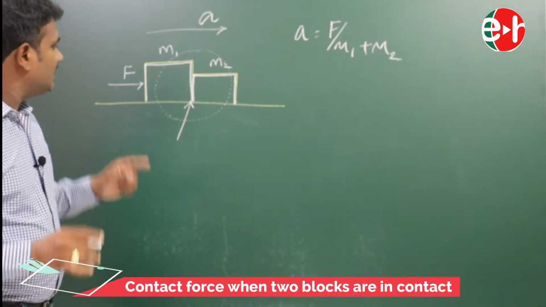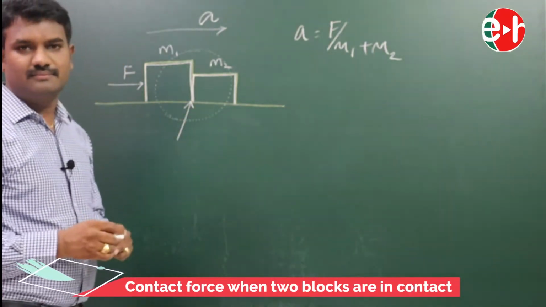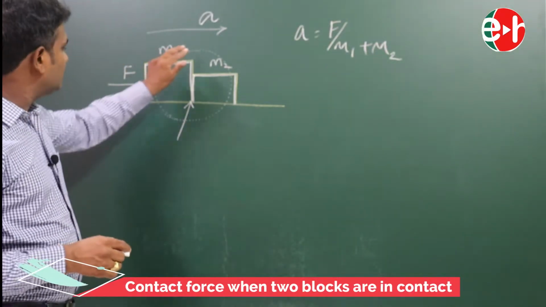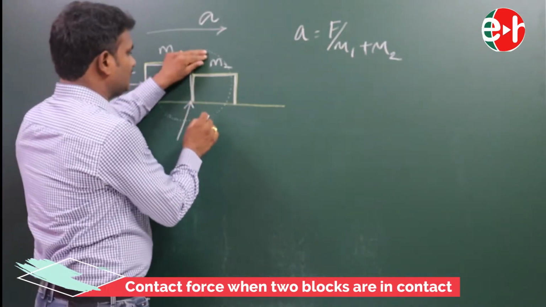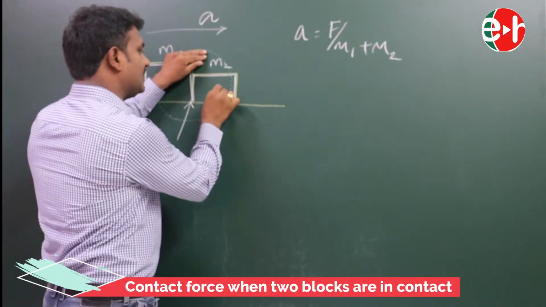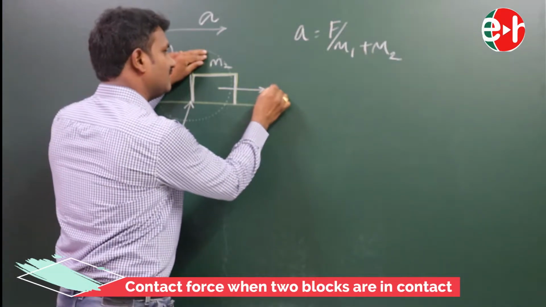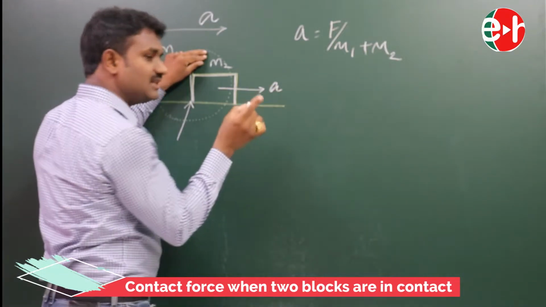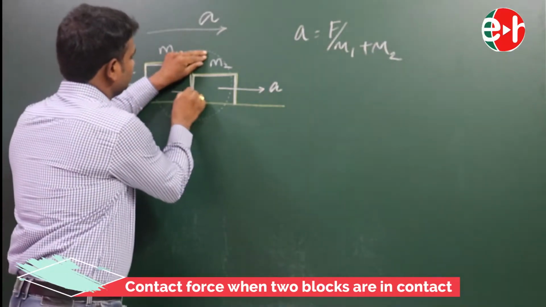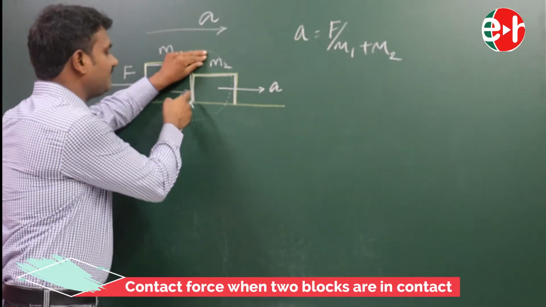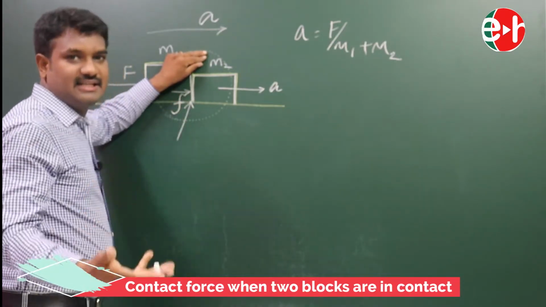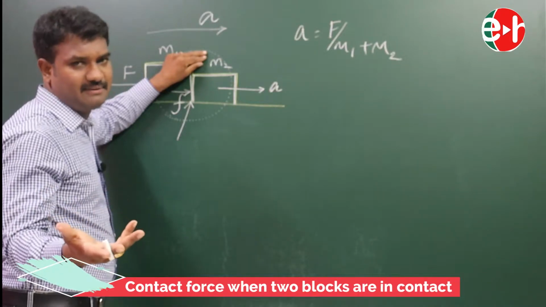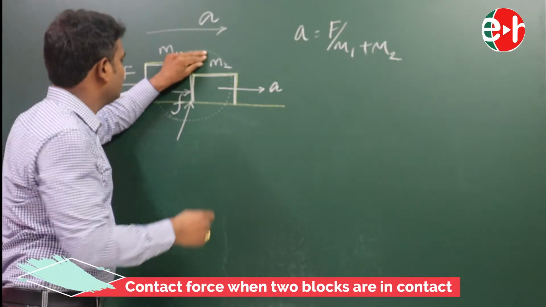Now imagine that there is only one block M2. Ignore this M1 for a while. Now if you ignore this M1 block for a while, what happens? This M2 moves in this direction with the acceleration A because of the application of some force. This is definitely not capital F, some small f acting on it. Let us calculate this small f. Maybe it is capital F, or other than that, let us see what it is.